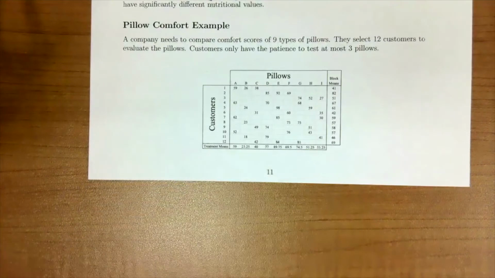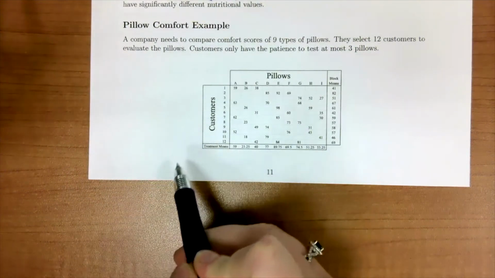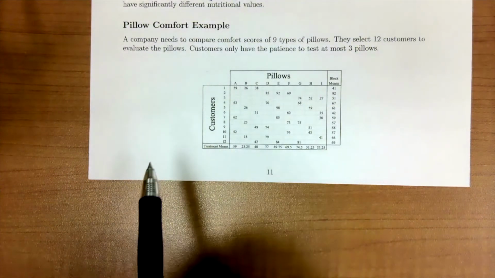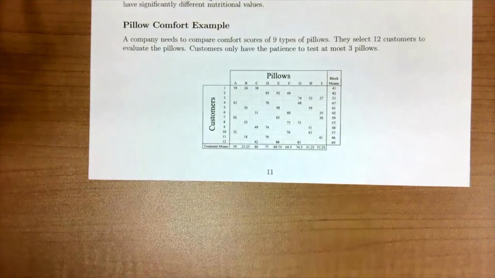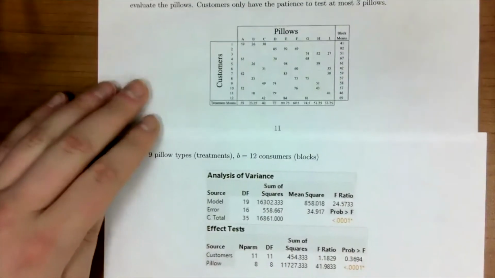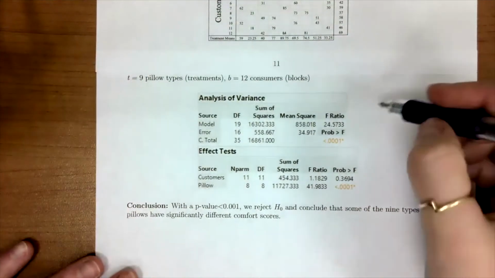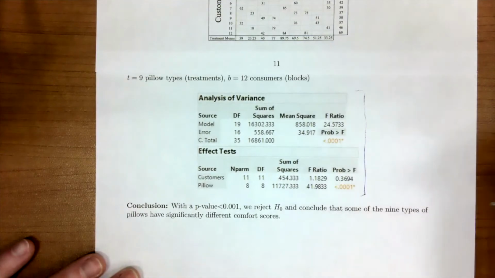So a company needs to compare the comfort scores where we had 9 types of pillow. We had 12 customers, which are our block, and the patience of our customers only allowed us to look at 3 pillows. So let's move over to our software to figure out how we got this ANOVA table.